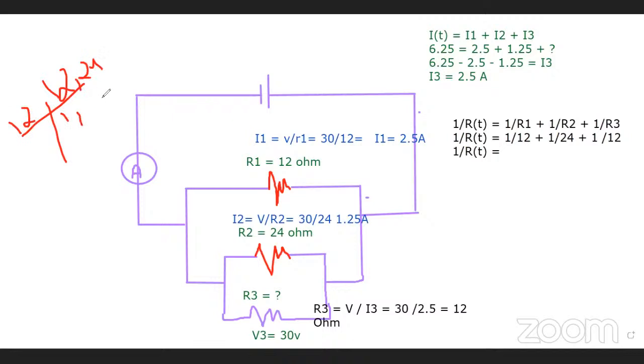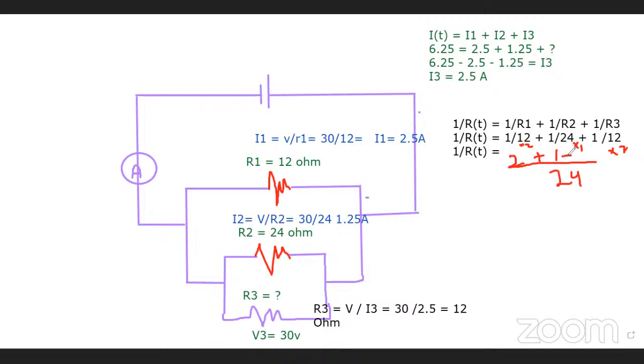12 times 2 is 24, and 24 times 1 is 24. Now we are going to multiply 2 by 1, we will get 2, plus we are going to multiply 1 by 1 here, and then again we are going to get 2 here. So 1 over RT is 5 over 24.